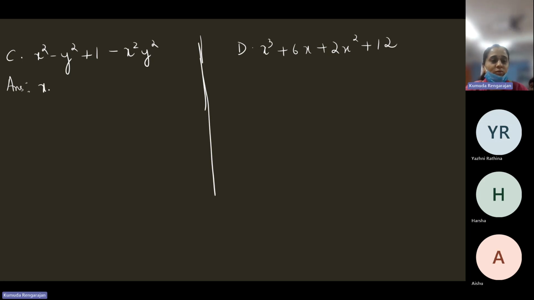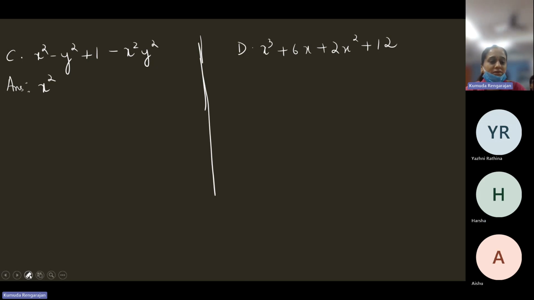Tell me, x square, what do you think we can take with x square? As it is, it's not working, because there's nothing common between x square and y square. Also here, nothing common between 1 and x square, y square. So you have to rearrange the terms.